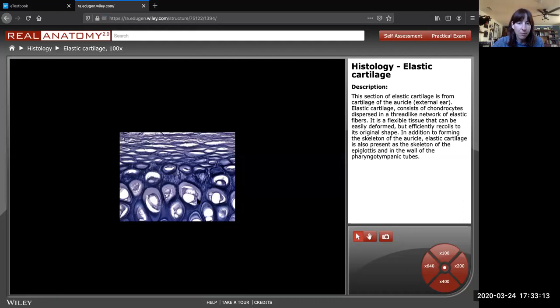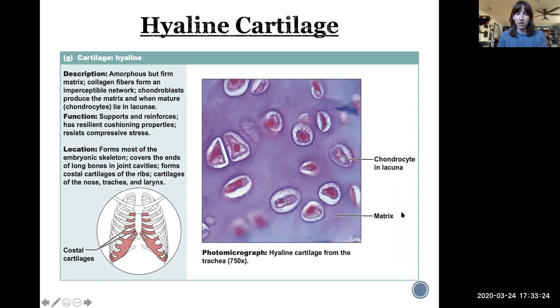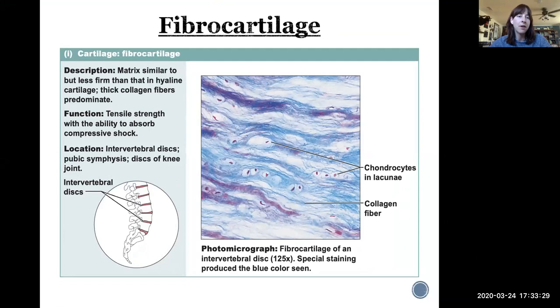And there are collagen fibers in here as well. Okay. That's elastic cartilage as opposed to hyaline cartilage. Elastic cartilage, last cartilage type is fibrocartilage. This is a little bit less firm than hyaline cartilage.